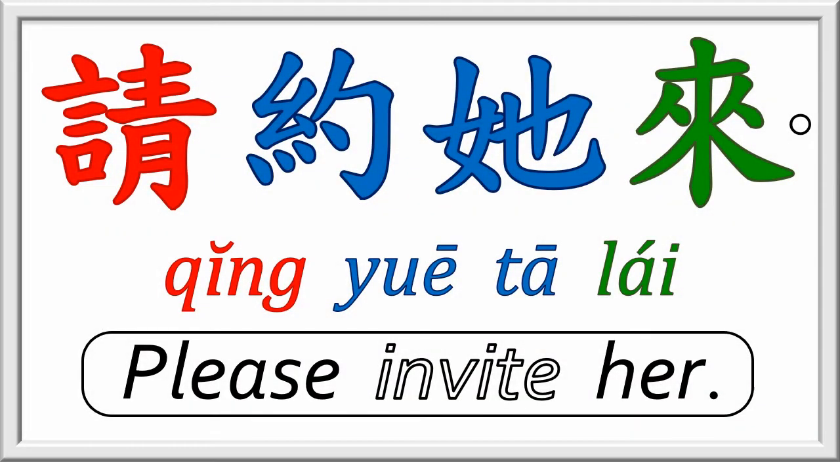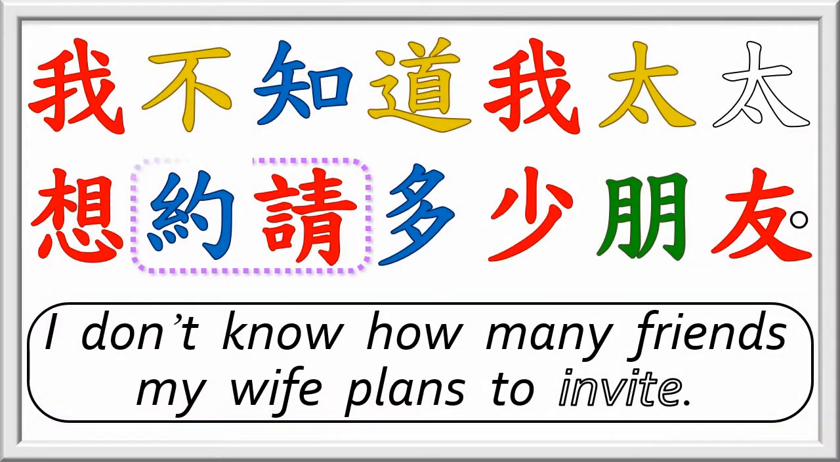请约她来, please invite her. Notice that 请 is the polite phrase equivalent to please in English, but when put after 约, it simply means to invite. 我不知道我太太想约请多少朋友. I don't know how many friends my wife is planning to invite. Adding 请 is not necessary. More common are the phrases 约好 and 约了 for agreeing to meet up or for arranging an appointment.